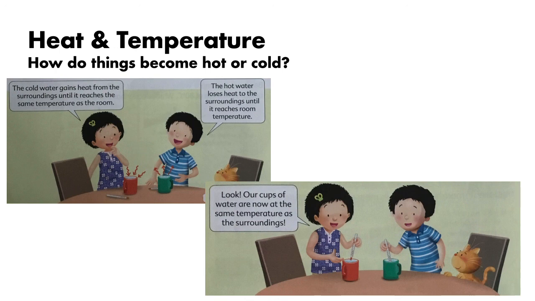So how do things become hot or cold? Remember just now when we boil water? The water gets hotter and hotter until it boils, right? That's why I tell you not to go near the water. So what makes the water become hotter and hotter? We boil it. We apply heat to it. We use the fire to heat the water. So we put heat energy into water, and therefore the water becomes hotter and hotter.